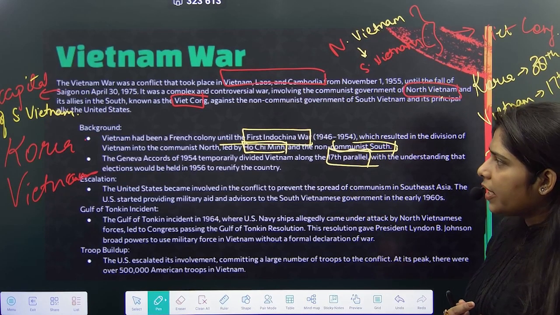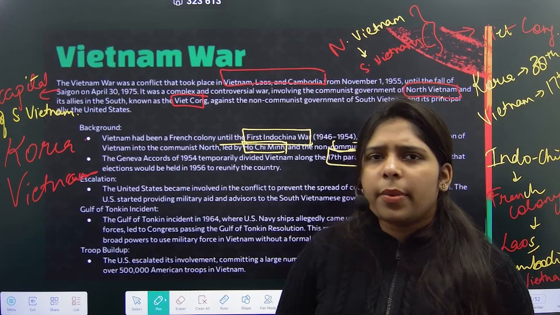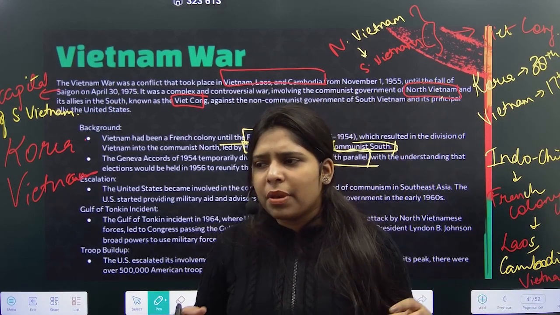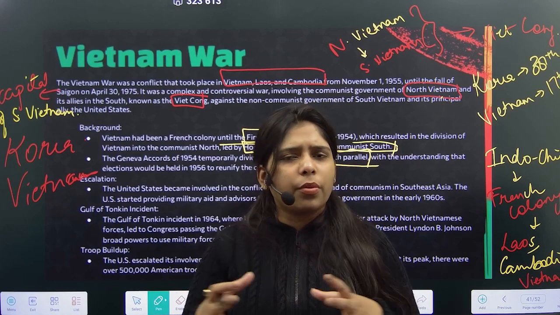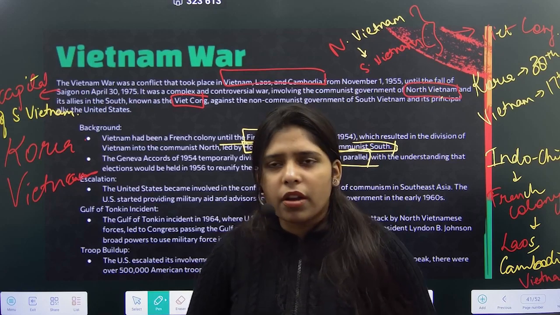So they were divided by the Geneva Accords, and people were waiting for the elections to be held in South Vietnam and North Vietnam, and people could themselves choose where they want to go. They want a unified territory or they want a differentiated territory. That was their choice.